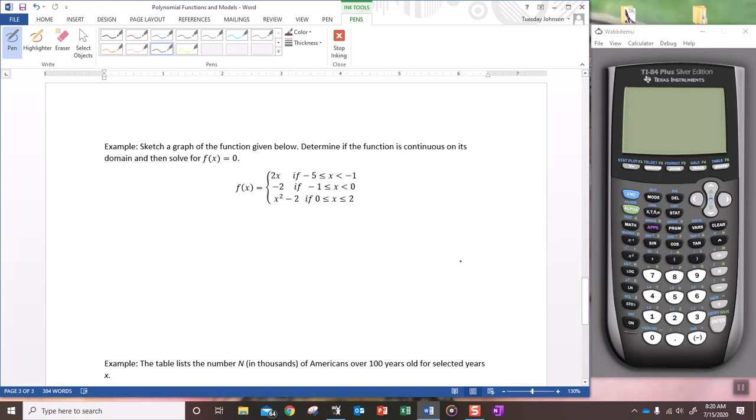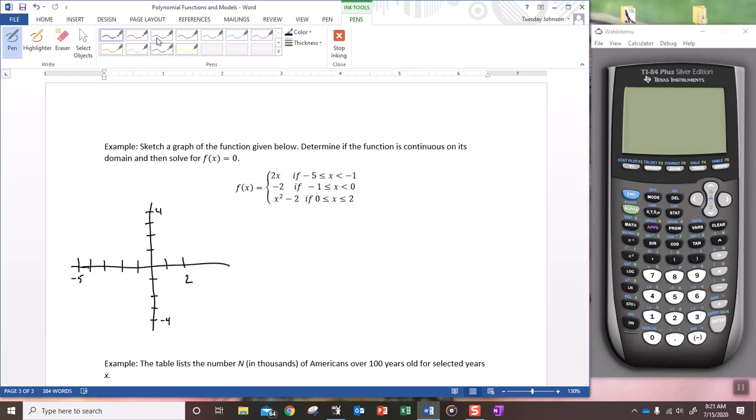Now, if I want to sketch this graph, I'm going to assume it's continuous. I want to determine if it's continuous. So let's put my graph over here. It's going to be quick and dirty, rough and ready. Oh, I did a bad thing. There we go. There's negative 5. I only need to go up to 2. I have no idea how high or how low I need to go because I have not evaluated my function yet. So let's just give this a shot and see what happens.